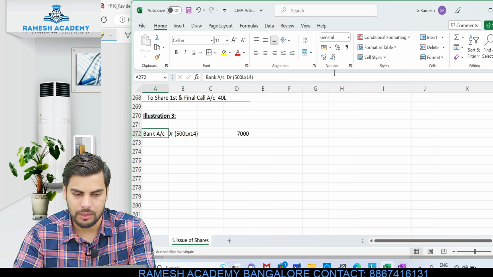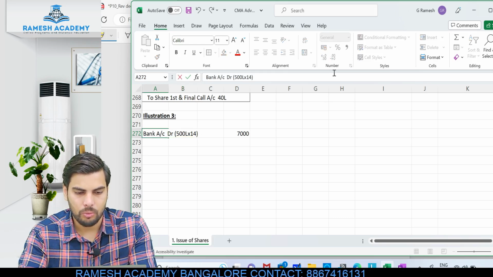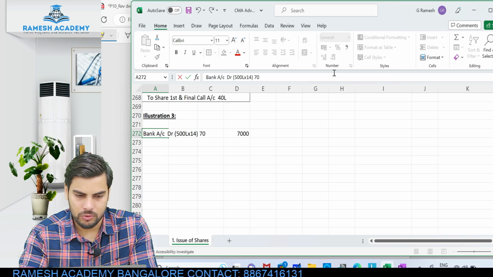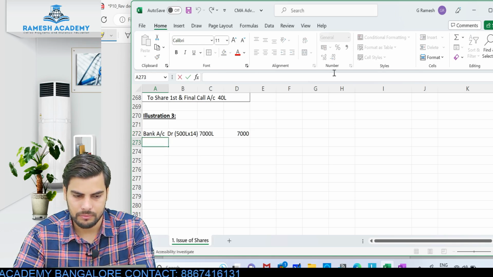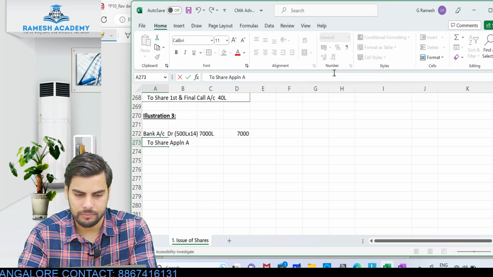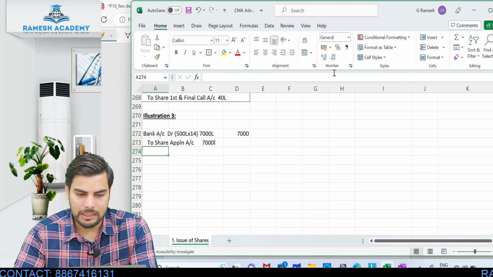Yeah, this would be 7,000 lakh, which is almost 70 crores. So bank account debit 500 lakh into 14. So this would be 7,000 lakh to share application account, the entire 7,000 lakh. Now the immediate next entry would be what?